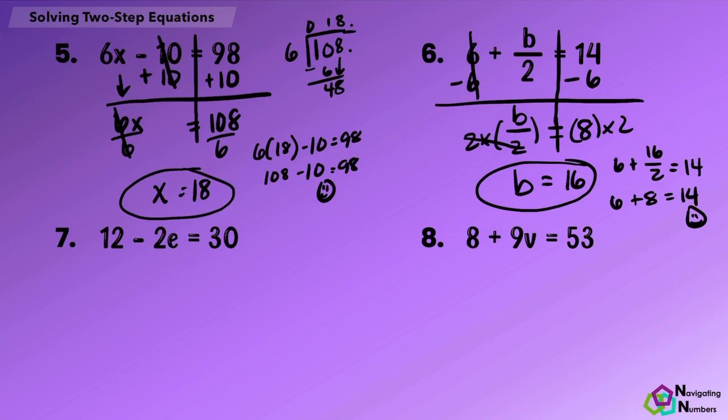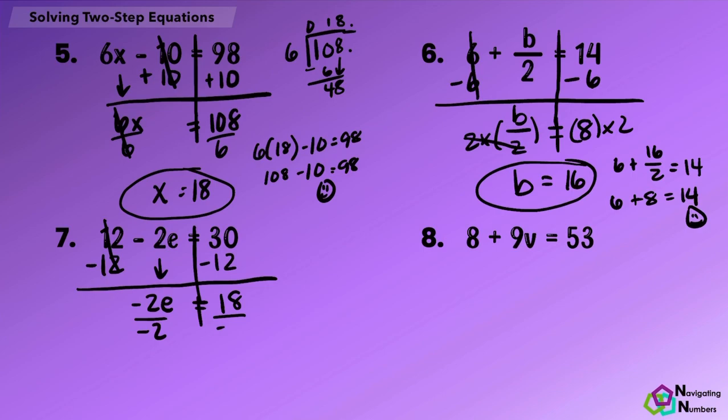Number 7, we have 12 minus 2 times e equals 30. We're going to undo that 12, the positive 12. So we're going to subtract 12 from both sides. We're left with negative 2 times e equals 30 minus 12, which is 18. Next, we're going to divide both sides by negative 2. We're left with e equals 18 divided by negative 2. 18 divided by 2 is 9, so 18 divided by negative 2 is negative 9.